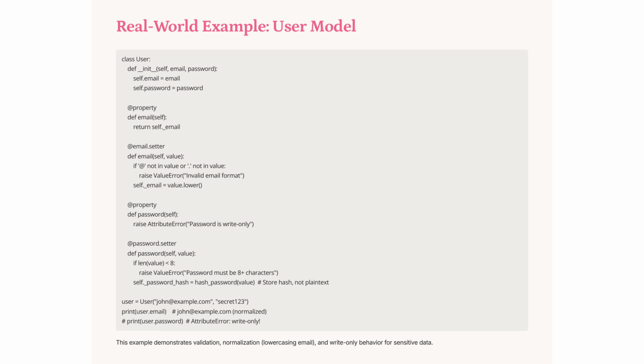In a user model, properties ensure data integrity and security. The email property validates format and normalizes input by lowercasing. The password property is write-only, preventing access to sensitive data by raising an AttributeError. Passwords are stored securely as hashes, not plain text, ensuring robust protection against unauthorized access.